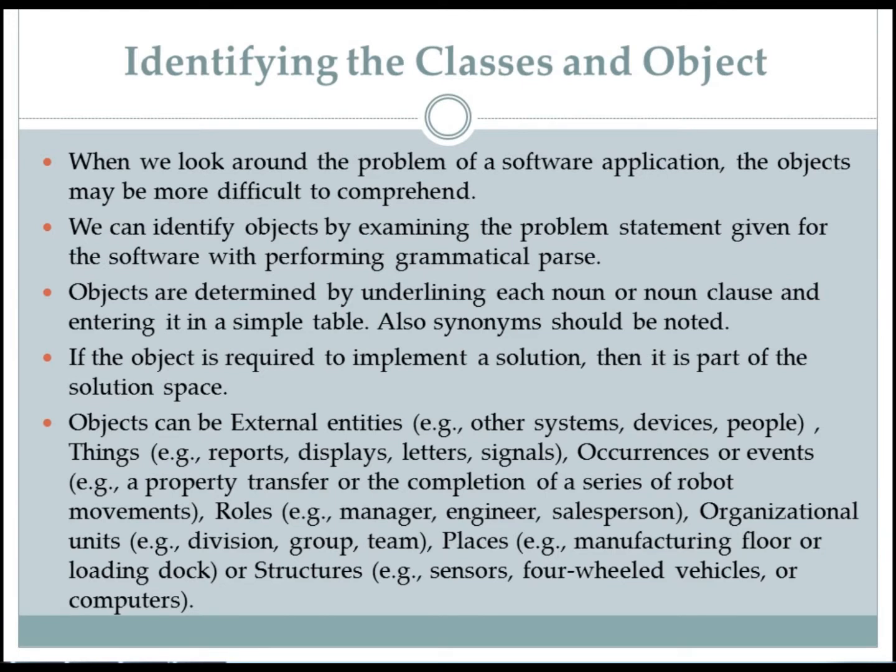Objects can be identified in the form of roles like manager, engineer, salesperson. The object can be organizational units like division, group, team, or it could be places like manufacturing floor or loading dock, or we can say objects can be structures like sensors, four-wheel vehicles or computers. So these are the ways from which we can identify objects as well as classes.